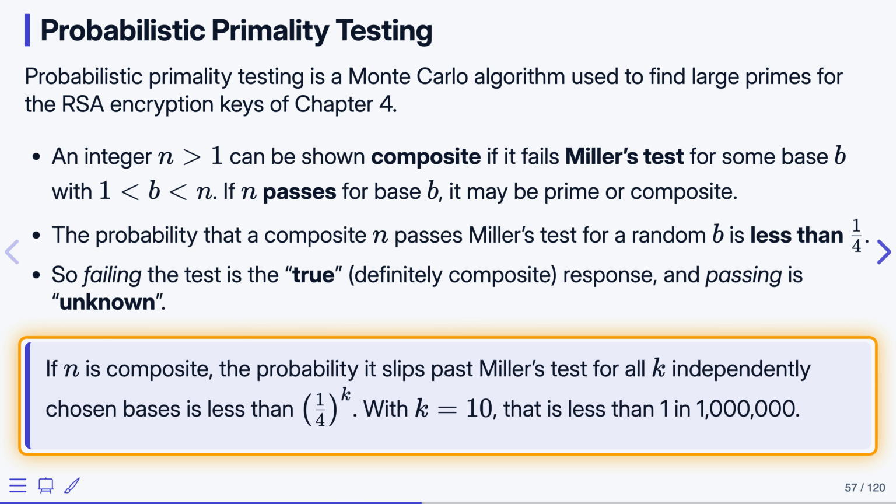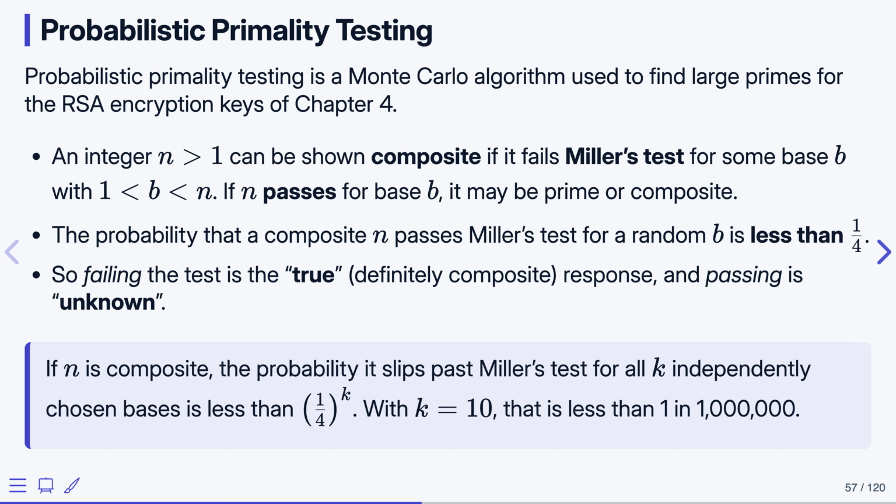Now suppose n really is composite and we try k different bases. The chance it slips past every one of them is less than 1/4 to the power k. With 10 bases, that chance is less than 1 in a million.